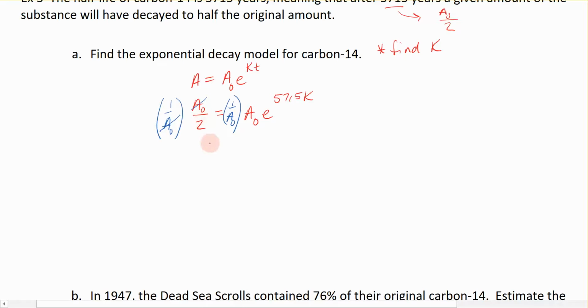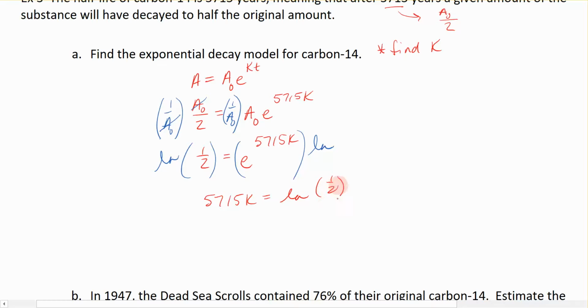So I am left with 1/2 on the left equals e to the 5,715k, and I can now take the natural log of both sides. Remember, when I take the natural log of e, I just get the exponent. 5,715k is now equal to the natural log of 1/2. Divide both sides by 5715, and I get k is equal to the natural log of 1/2 divided by 5715.